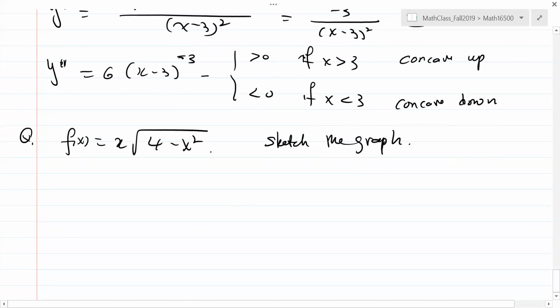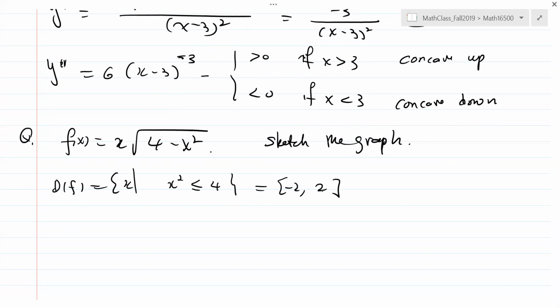The domain of the function is different. The domain of the function is going to be x squared less than or equal to 4. So actually, it's going to be from negative 2 to positive 2. Okay. So that is the domain of the function. The function is only defined from negative 2 to positive 2. So let's sketch the graph.